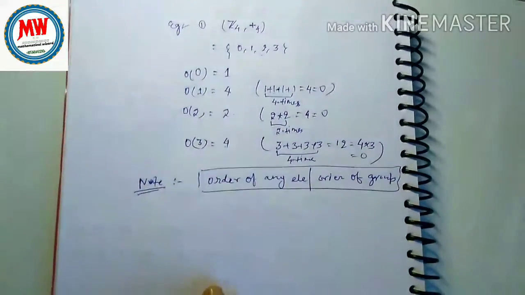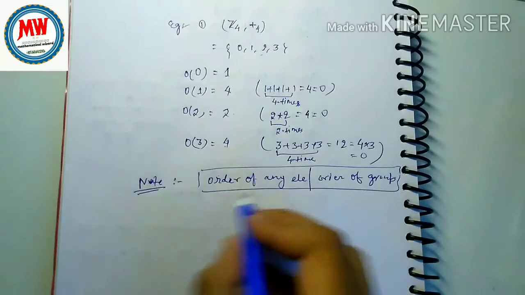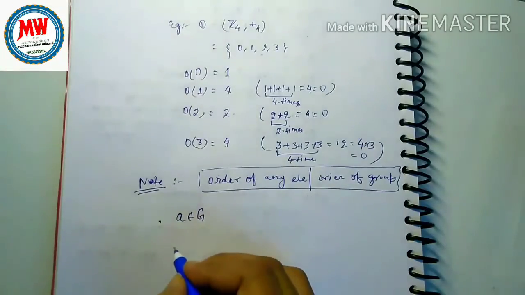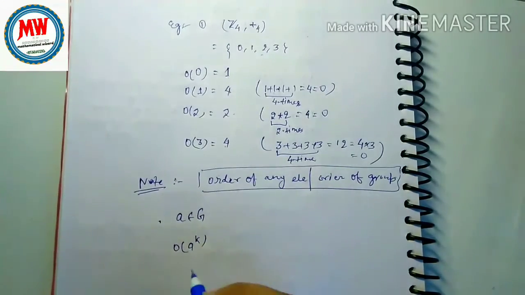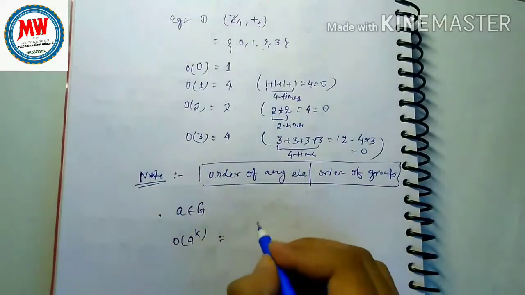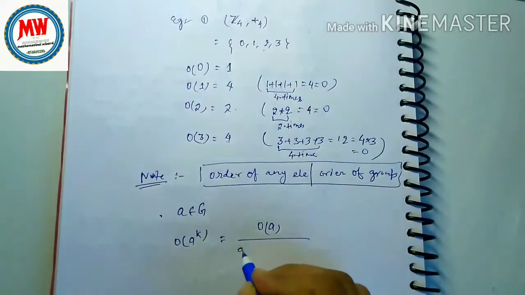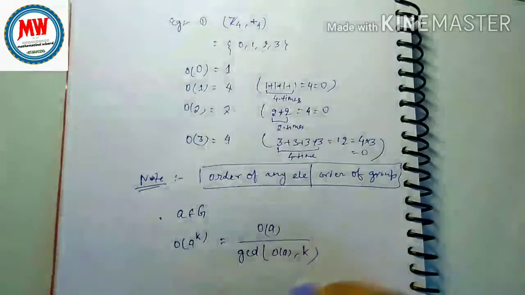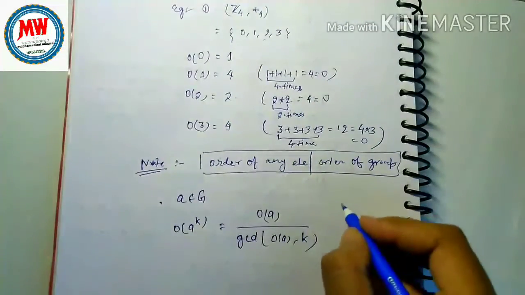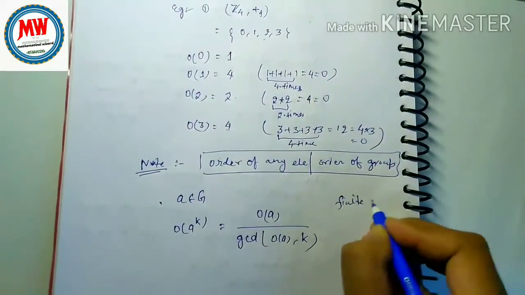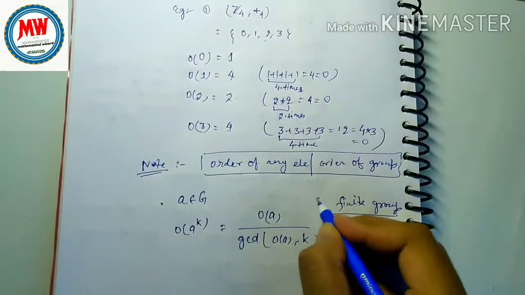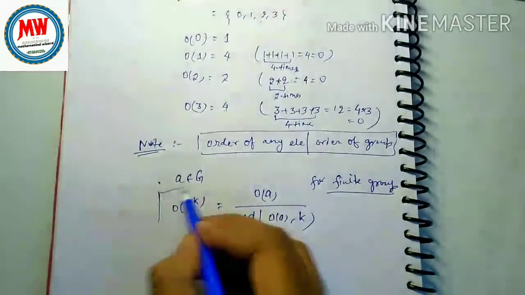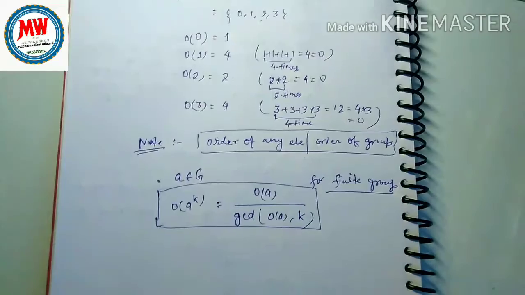Now we have a formula for calculating the order of any element. Say A is any element from G, then order of A raised to the power k can be given as order of A upon GCD of order of A and k. This works only for a finite group. So this is the formula to calculate the order of any element.